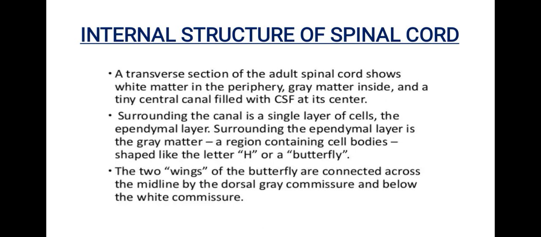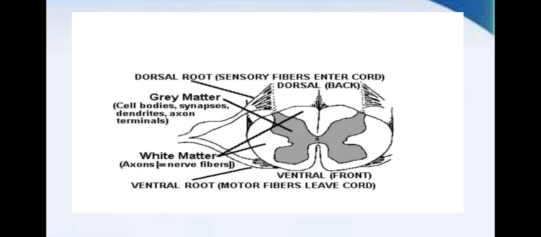The two wings of the butterfly are connected across the midline by the dorsal grey commissure and below by the white commissure. Dorsal root sensory fibers enter the cord: dorsal is back, grey matter, cell body, synapses, dendrites, axon, terminate; white matter; ventral is front, ventral root.